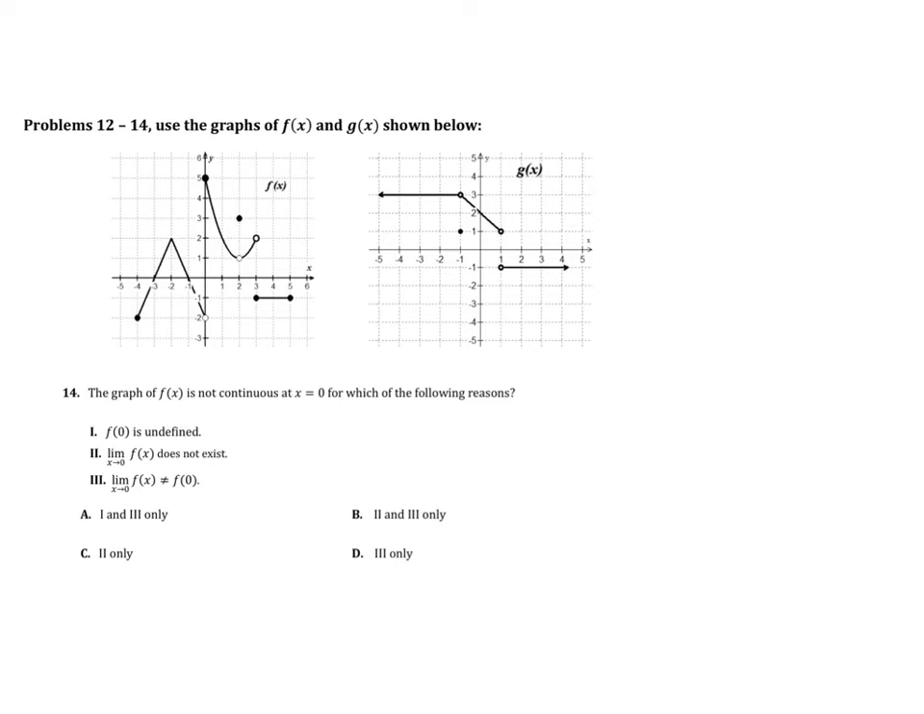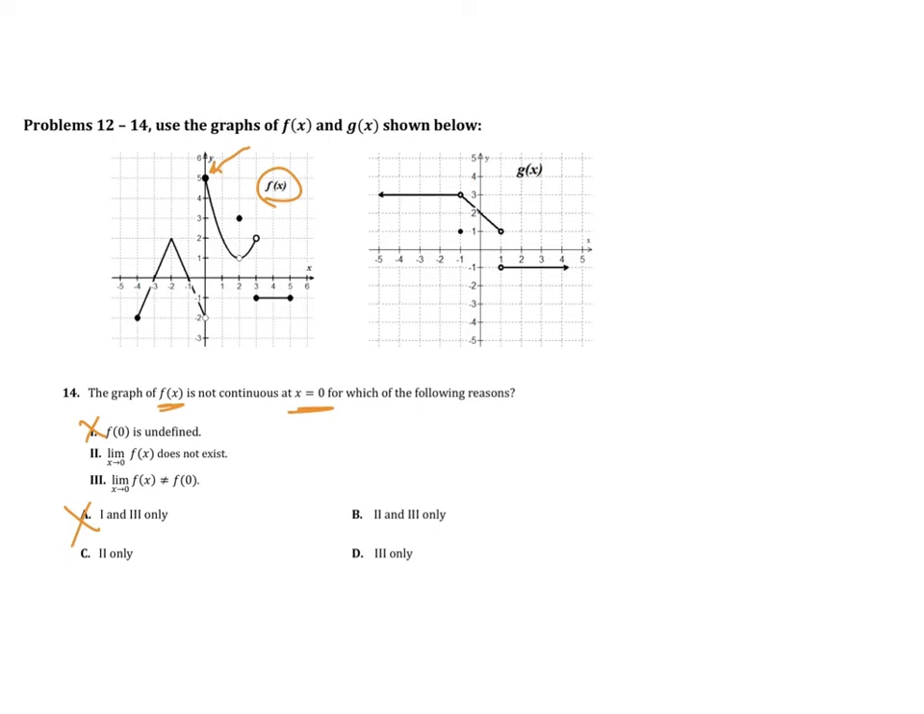Okay, number 14. The graph of f of x is not continuous at x equals 0 for which of the following reasons? So at x equals 0, we're not continuous. Why? Well, let's look and see. At the first part, and we're talking about f of x, so we're on that function. F at 0 is undefined. Well, we know that's not true because you've got that point there. So it can't be for choice 1, and so I'm going to mark out anything that has choice 1.